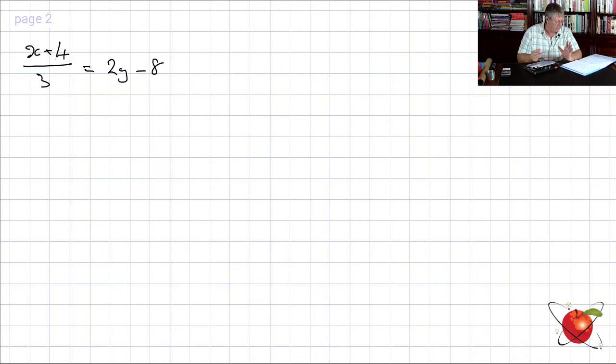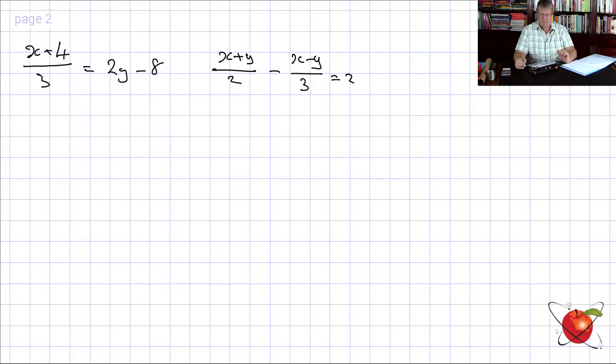Then we look at the other one. The other one looks like this. X plus y over 2, wow, minus x minus y over 3 equals 2. Now that looks pretty complicated, doesn't it? It is. All right. But let us follow the steps.